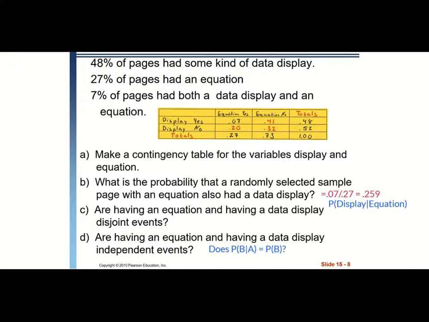This is different than the overall probability of a page having a display. That means A is affecting B. Okay, in this case, the probability of a page having an equation is affecting whether or not it also has a display. These are not independent events.